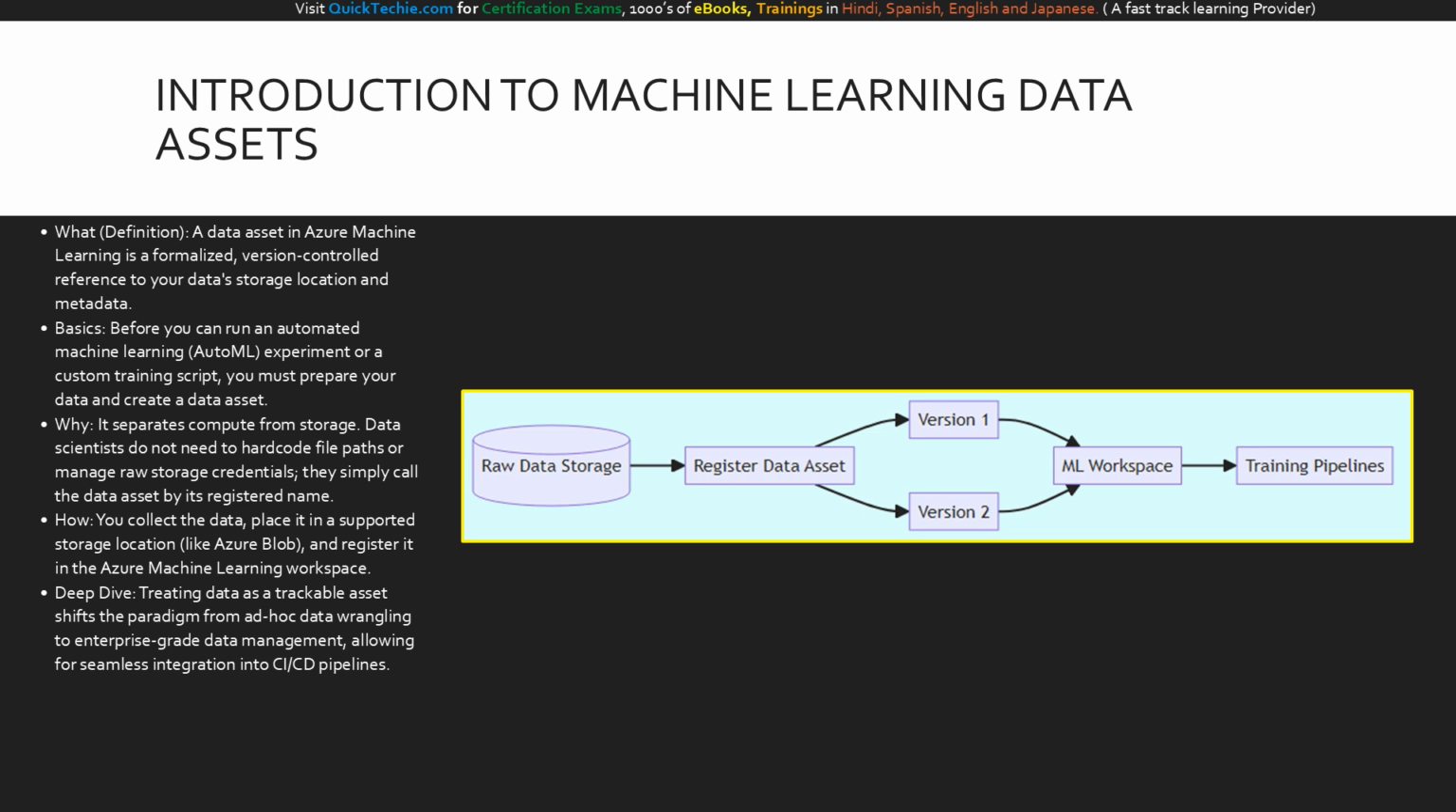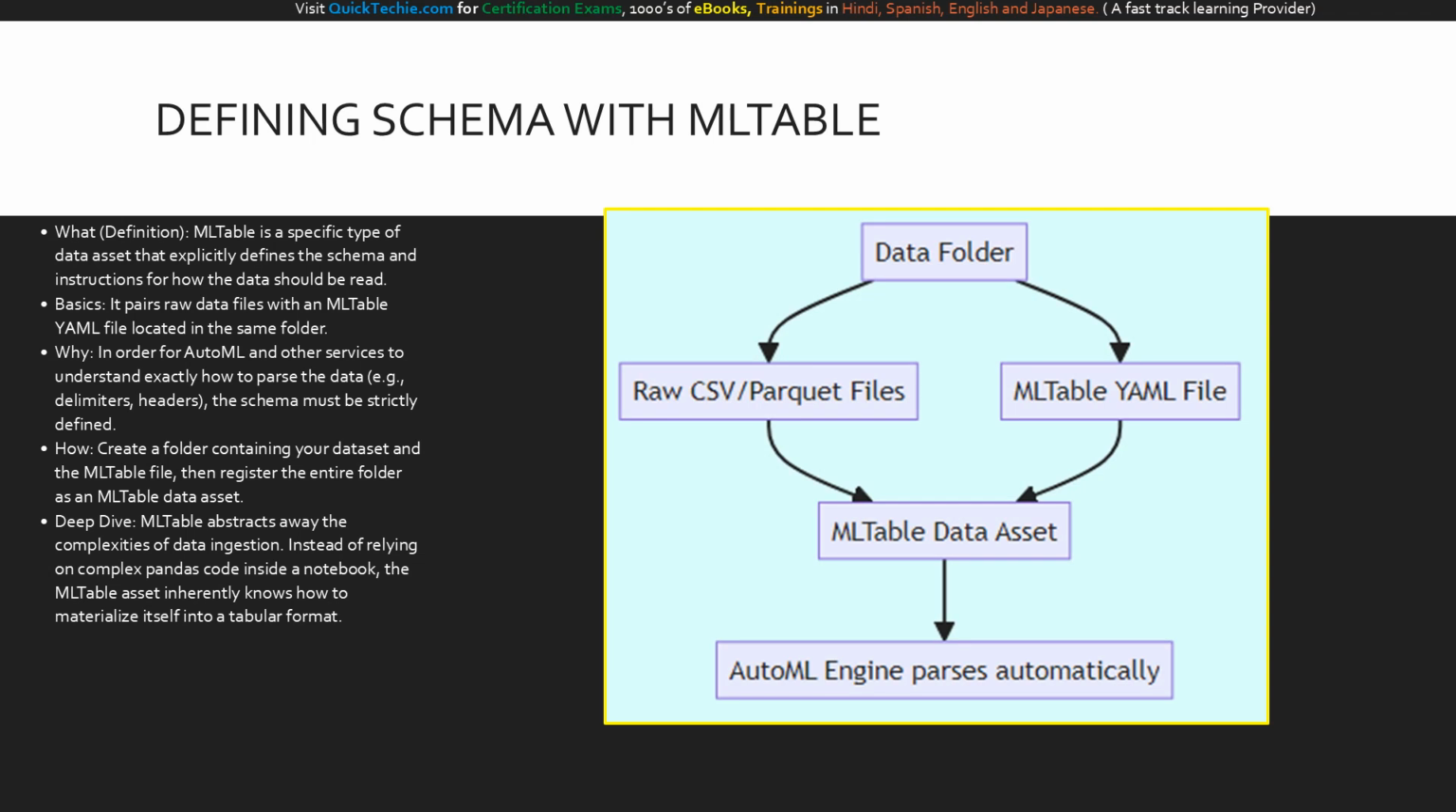Take a look at this diagram. It illustrates the basic lifecycle of a data asset. We start on the left with our raw data storage, such as Azure Blob. We don't move the data. Instead, we register it as a data asset. This registration process creates distinct, immutable versions: version 1, version 2, and so on. These versioned assets reside logically within the machine learning workspace, serving as the clean, official input source for all of our downstream training pipelines.